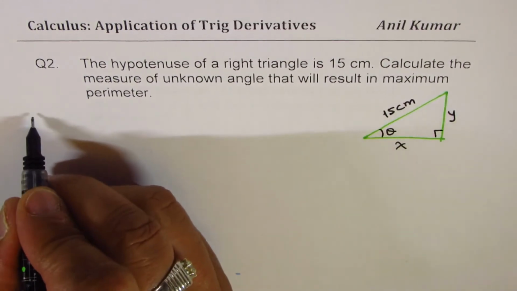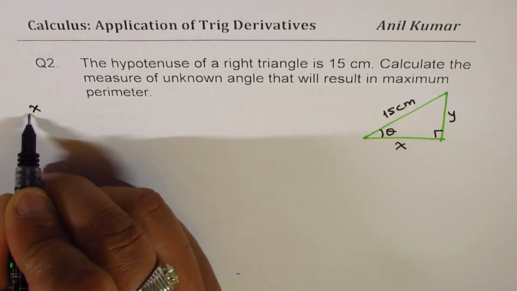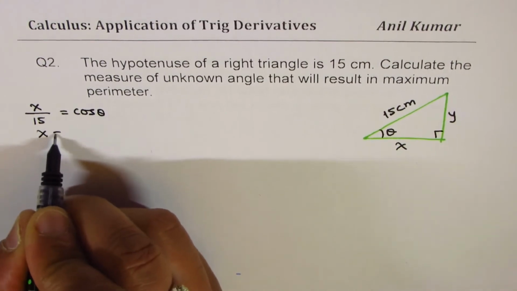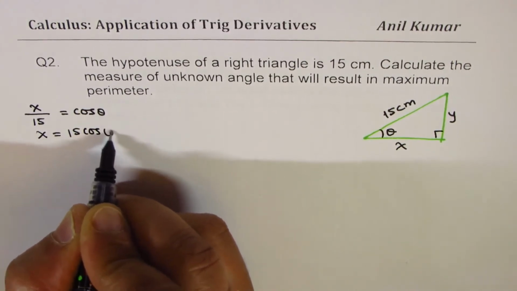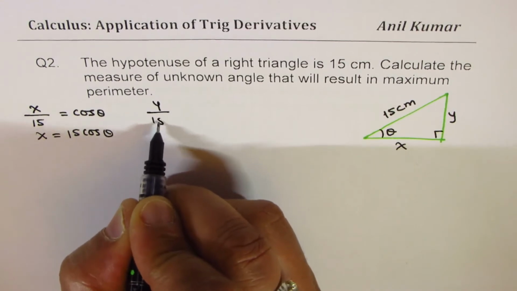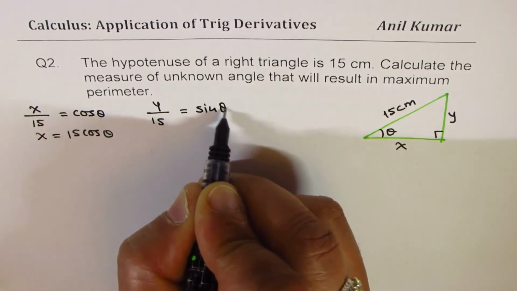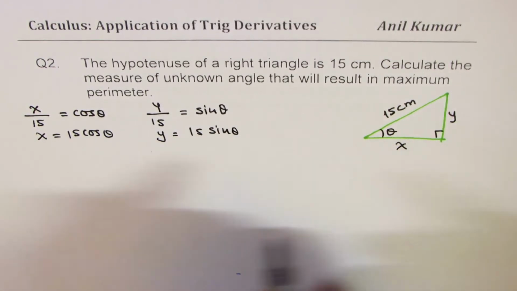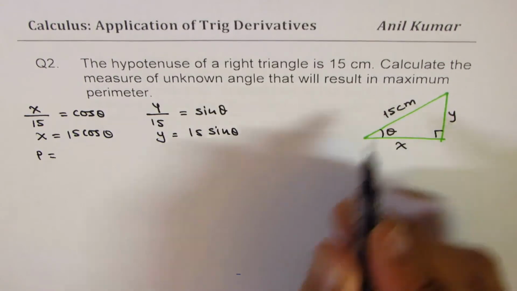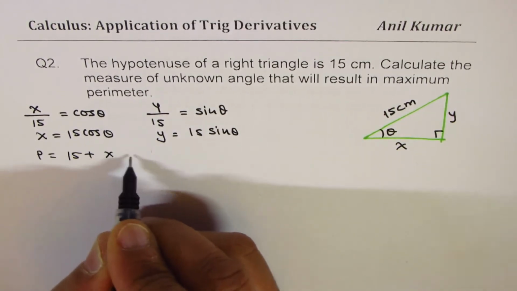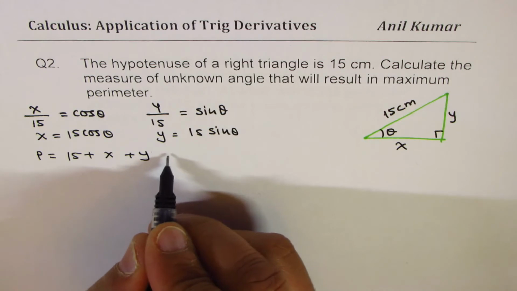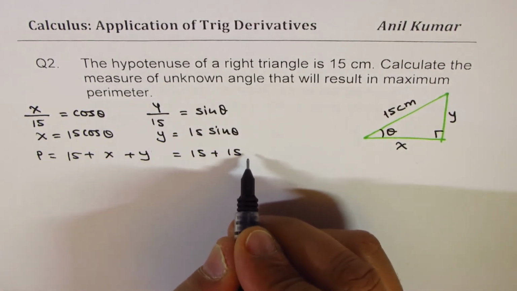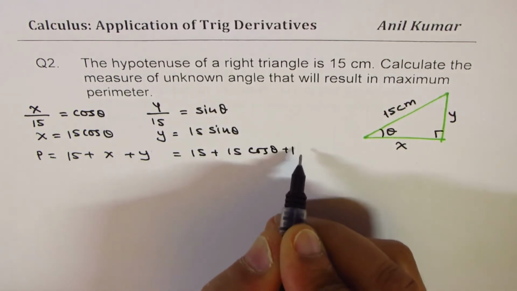So from the triangle we know x over 15 is cos theta, and that gives you x equals 15 cos theta, right? And we know y over 15 is sine theta, so we can write y equals 15 sine theta. So what is the perimeter? Perimeter is the sum of all three sides, which is 15 plus x plus y, and that could be written as 15 plus 15 cos theta plus 15 sine theta.